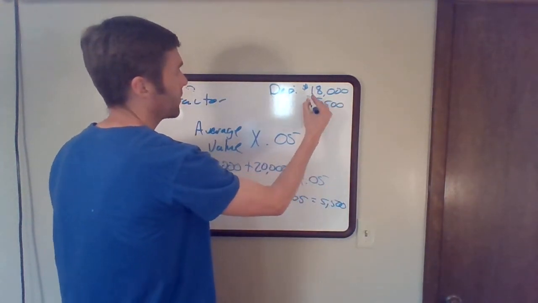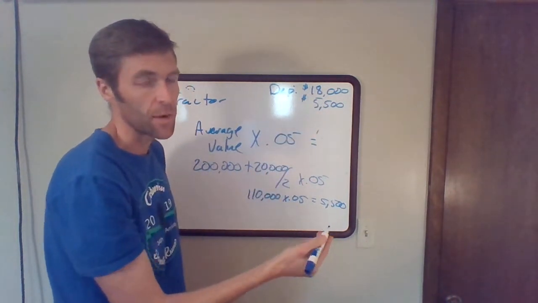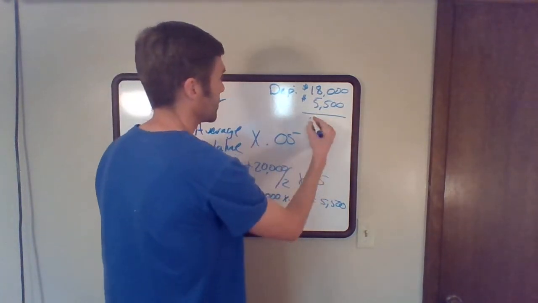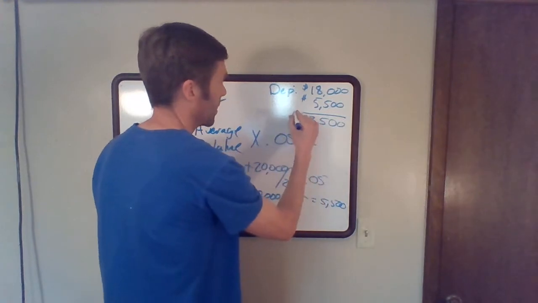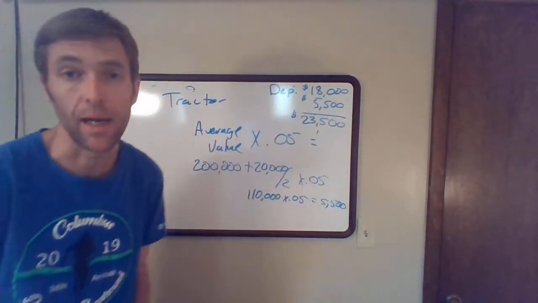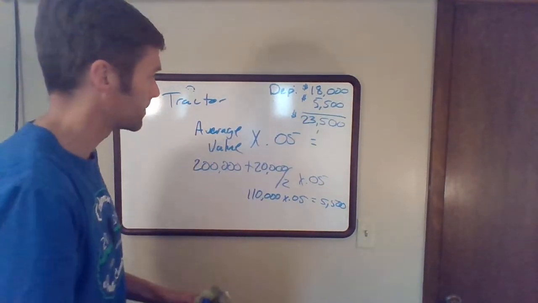So my average opportunity cost of capital, or my average interest expense, is $5,500, which means that my ownership expenses are $23,500, not including licensing and insurance, which goes along with this as well.